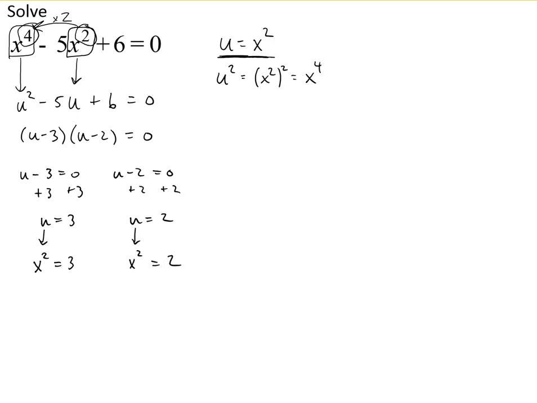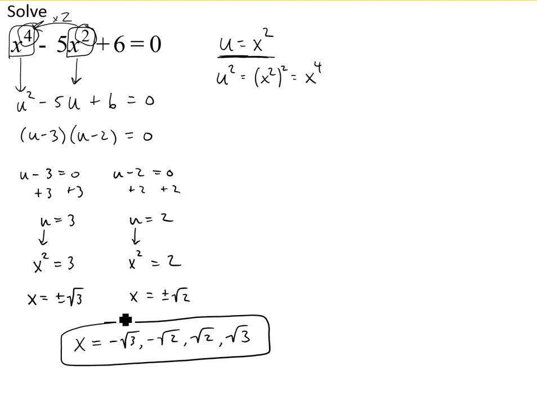Now I need to solve each of these for x. So to get x by itself, I'd have to take the square root of both sides. Anytime we do that, we've got to use our plus or minus. So I get plus or minus the square root of 3. And same thing here in the second one, I'd get plus or minus the square root of 2. So I actually end up with 4 solutions for x here. I would have negative square root of 3, negative square root of 2, positive square root of 2, and positive square root of 3. And each of those 4, any of those 4, would work in the original equation.